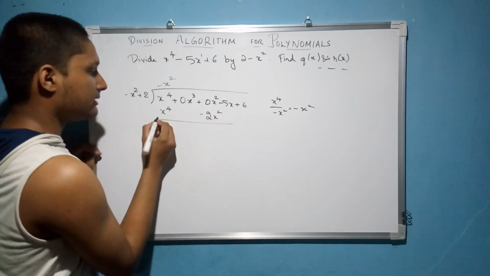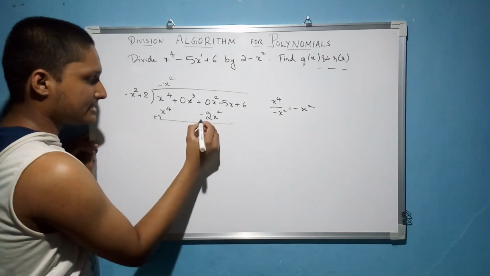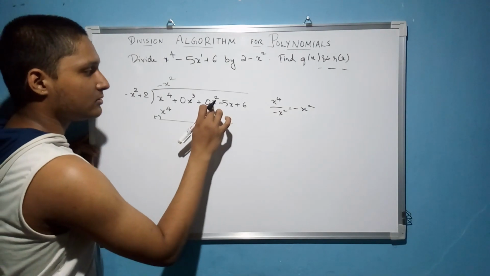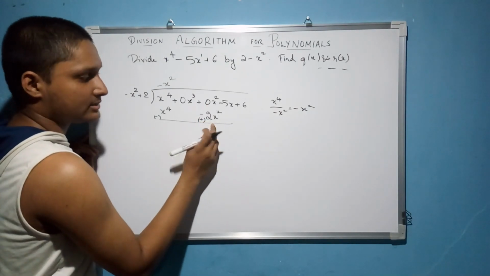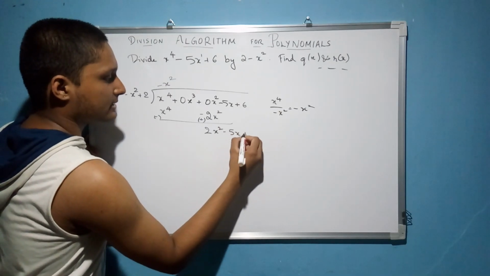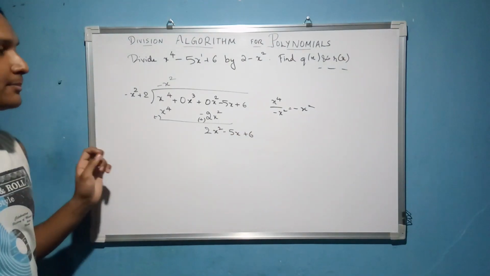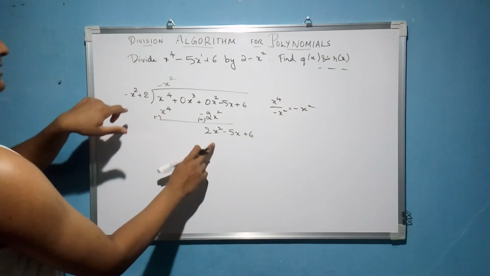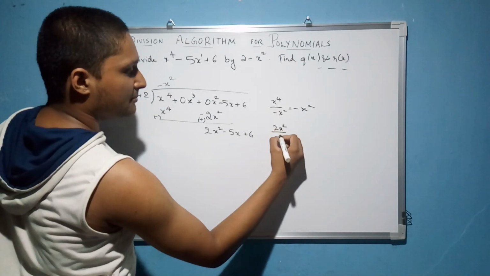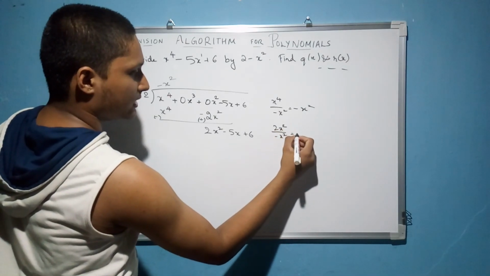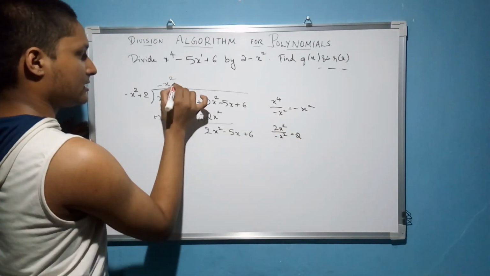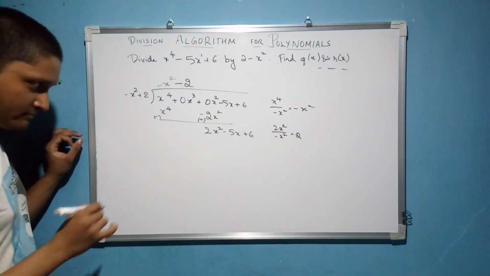Then I need to change the sign. This comes to be minus, this is plus. So x raised to 4 minus x raised to 4 is 0. This is 0 minus 2x square plus 2x square. That comes to be 2x square minus 5x plus 6. So the next step is, again you need to take the first term divided by the first term of this, that is 2x square divided by minus x square. That comes to be minus 2, because you have a minus sign here. So again you are getting minus 2 here.